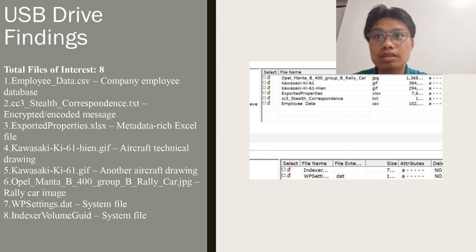With the USB drive findings, the total number of files of interest is 8. The first is the employee data, the company employee database. The second is cc3_style_correspondence.txt, which is the encrypted or encoded message. The third is exported properties, a metadata-rich Excel file. Kawasaki Ki-61 is an aircraft technical drawing. The fifth is also another aircraft drawing. Number 6 is Opel Manta, which is a rally car image, and number 7 is a system file. Lastly, number 8 is indexer volume guid, which is a system file.